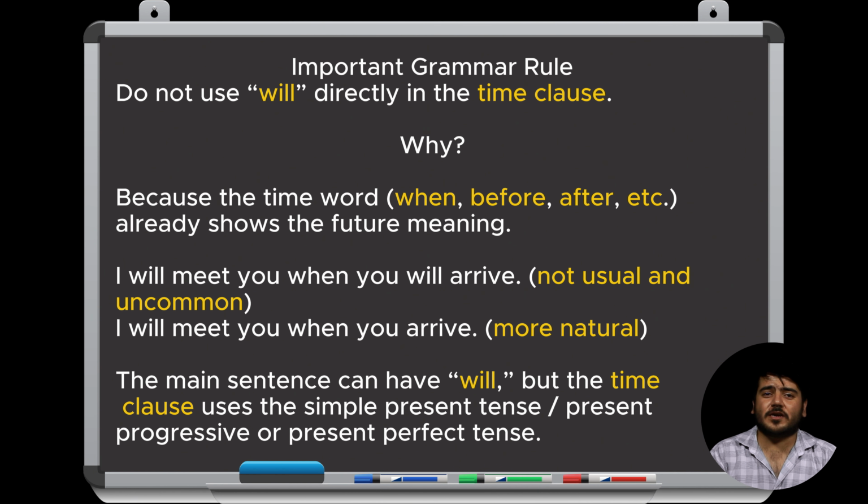Never use will directly in the time clause. Why? Because the time word when, before, after, and so on already shows the future meaning. Like, I'll meet you when you will arrive, it is not usual and it is so uncommon. I'll meet you when you arrive is more natural and correct. The main sentence can have will, but the time clause uses the simple present tense or present perfect tense.